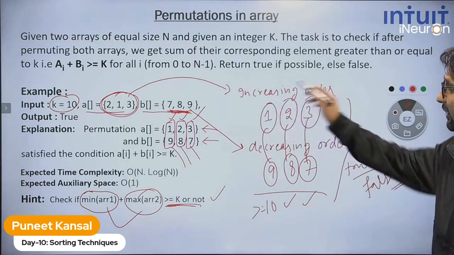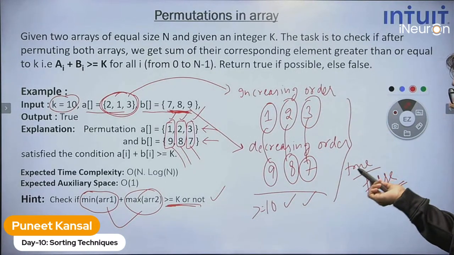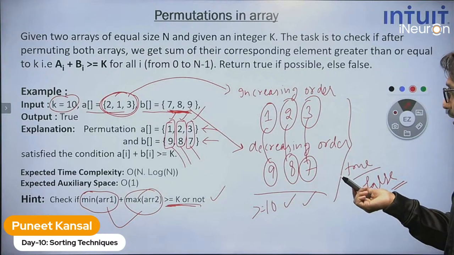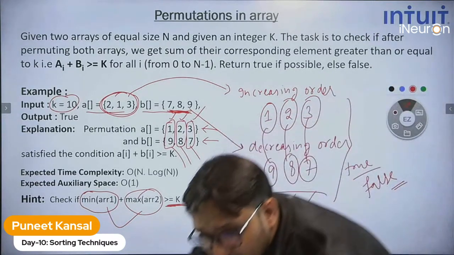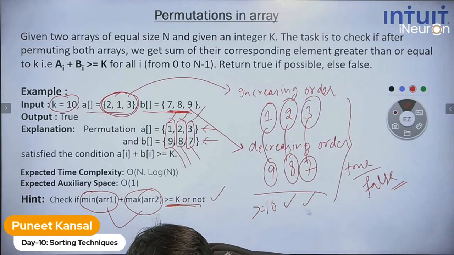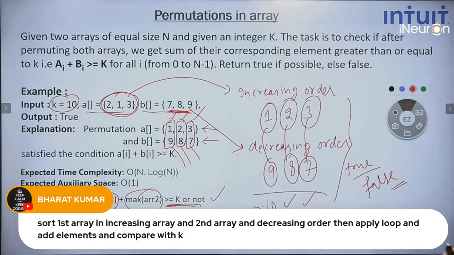How can you say that if we are arranging them in increasing and decreasing order, that will definitely work? How can you speak like this? Whatever question comes to your mind, or whatever idea you have, you can ask me. Bharat gave the same logic. Bharat is also saying that, okay, that will work. But why will that work, Bharat? Why is that working?